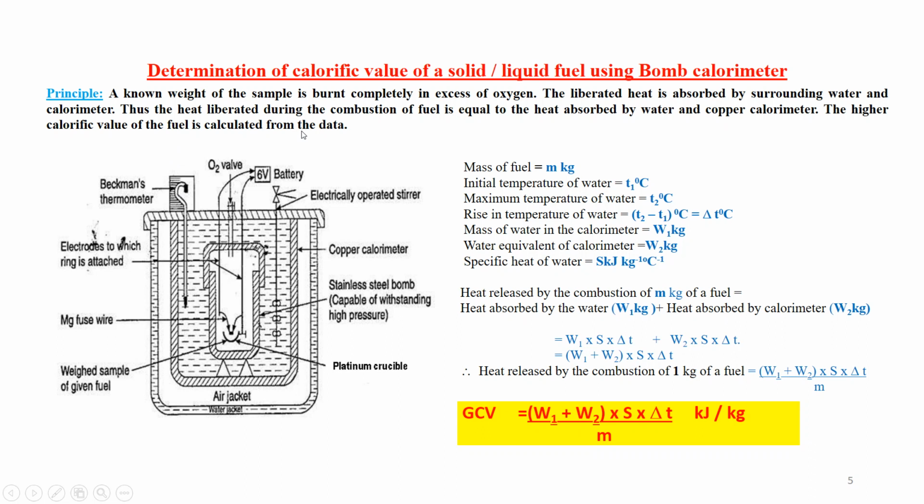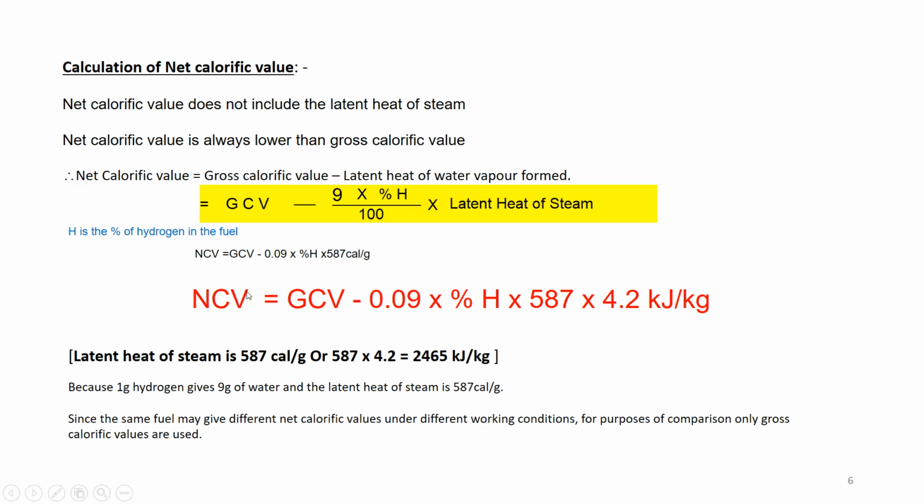Thus, the heat liberated during the combustion of fuel is equal to the heat absorbed by the water taken in the copper calorimeter and the copper calorimeter. The higher calorific value of the fuel can be calculated from this data. So, GCV can be calculated from this data.